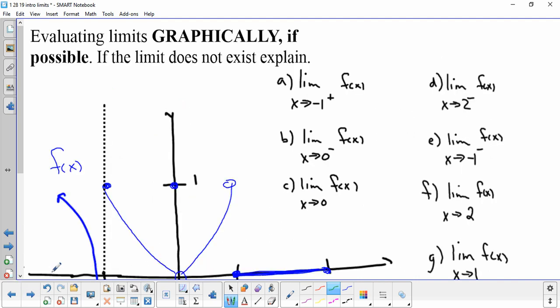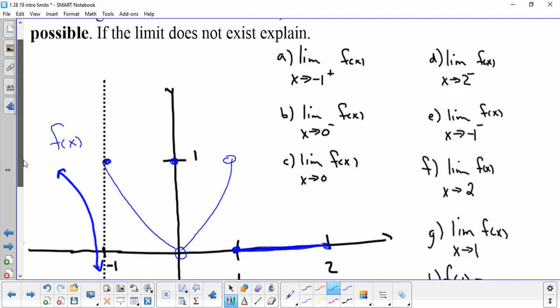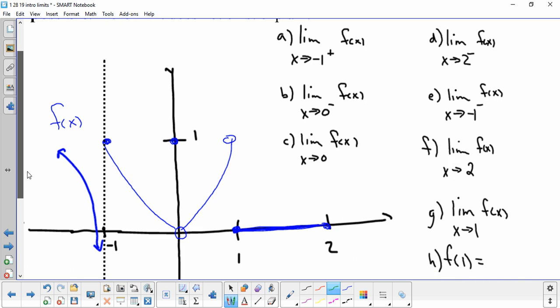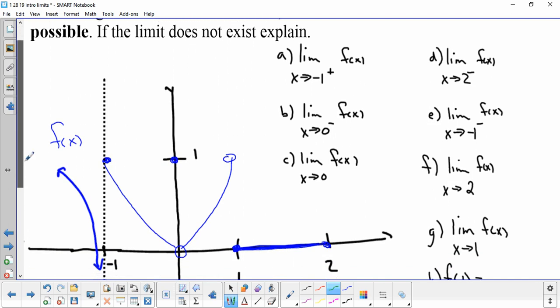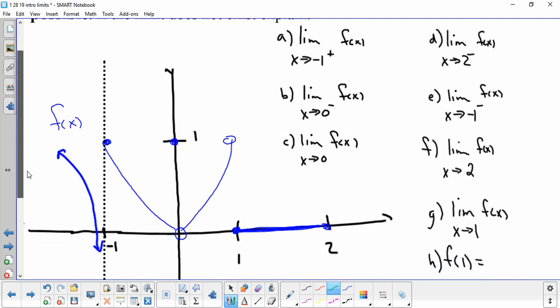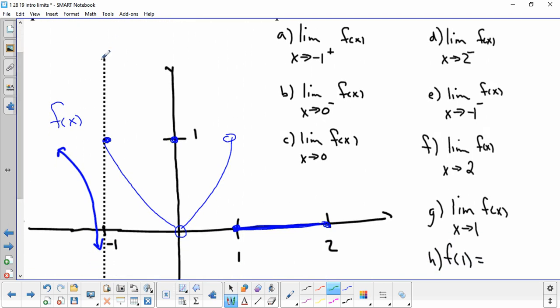All right. So here we go. Here's a little example. This is what we would like you to do. Evaluate this graphically if possible. If the limit does not exist, explain. So why don't you try this out? You can pause this. This is a vertical asymptote, just so you know. This is going to infinity, so it's a vertical asymptote. But find these values and see what you get. So try that out. Pause it now, and then I'll start up in about 3 seconds after you restart it.